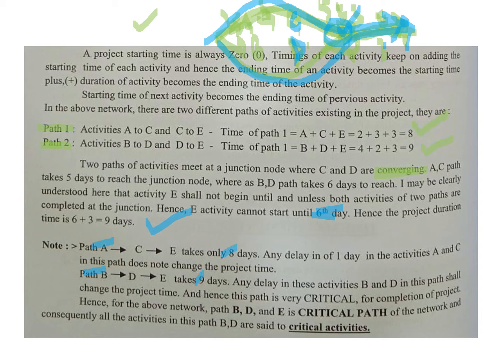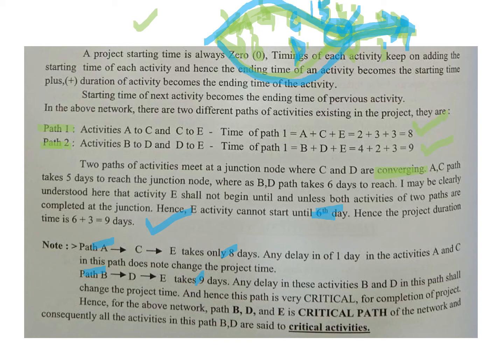So if there's a delay of 1 day in this particular path, that's not a problem, because in activity A or activity C, if there's a delay, then it is made up, because you still have 1 day spare time. It is in any case going to finish in 5 days, but the activity B and D will not finish till the 6th day, right?